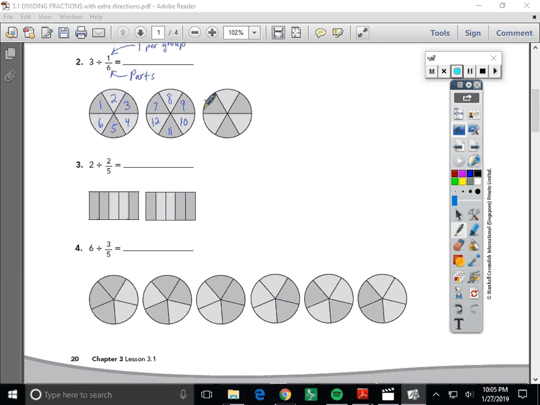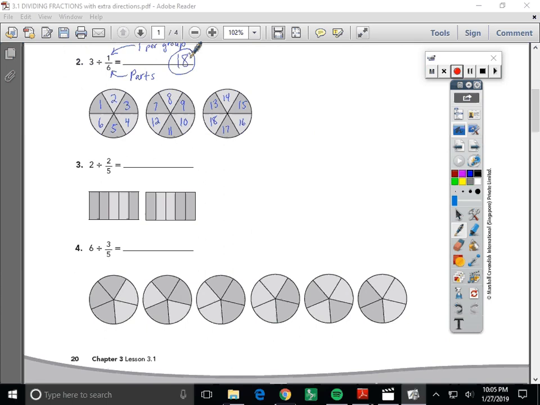And I still have this extra pie to work with, so counting on 13, 14, 15, 16, 17, 18. I was able to break 3 into little tiny 6, and I was able to make 18 of them. 18 is my answer. Let's take a look at this next model, if you will.